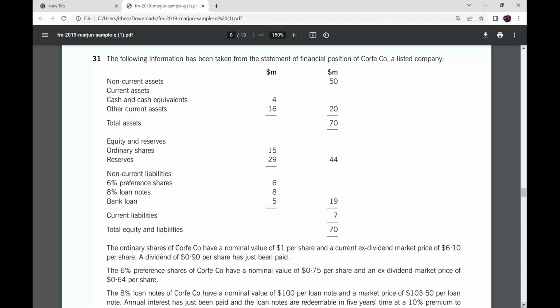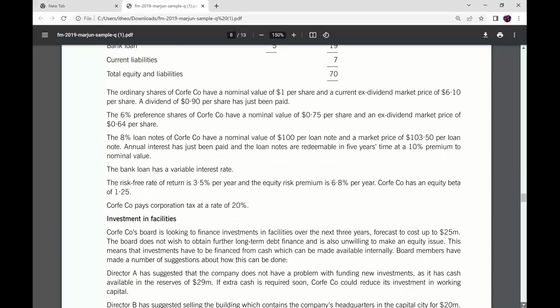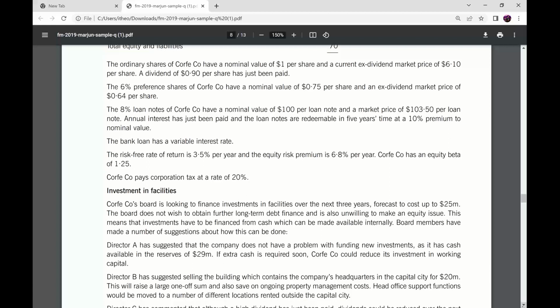Equity and reserves are ordinary shares 15 million, reserves 29 million, total equity is 44. Non-current liabilities have 6% preference shares 6 million, 8% loan notes 8 million, and a bank loan of 5 million. Current liabilities are 7, total equity and liabilities are 70. This is the balance sheet. Now see, it's giving information about everything.